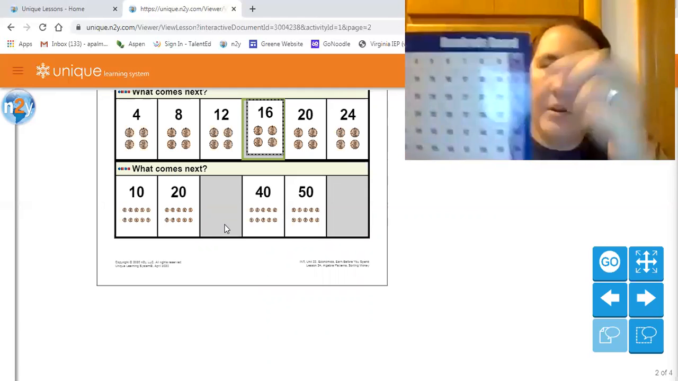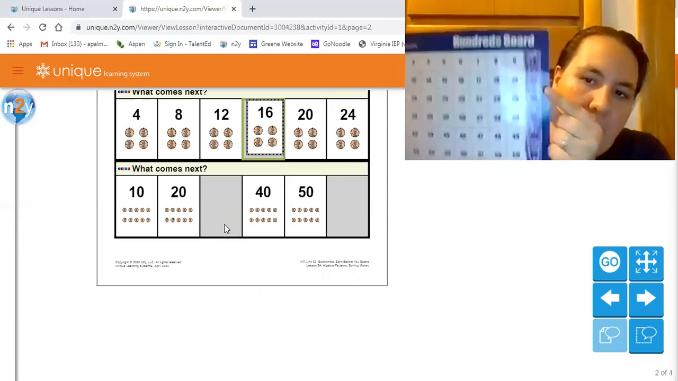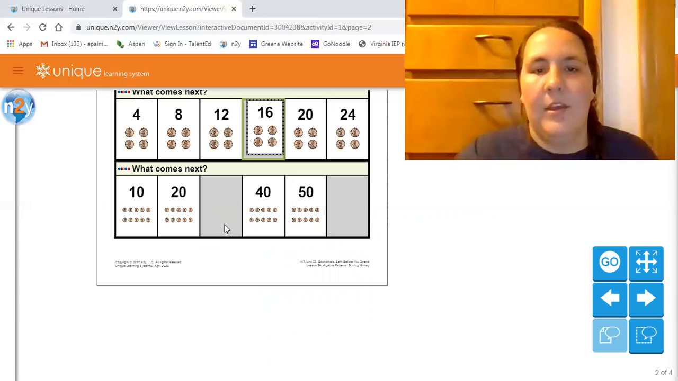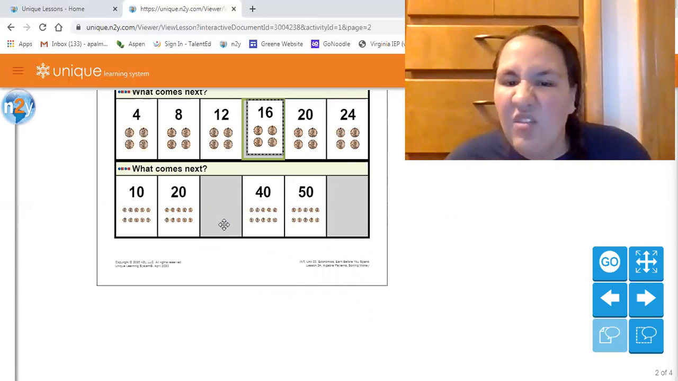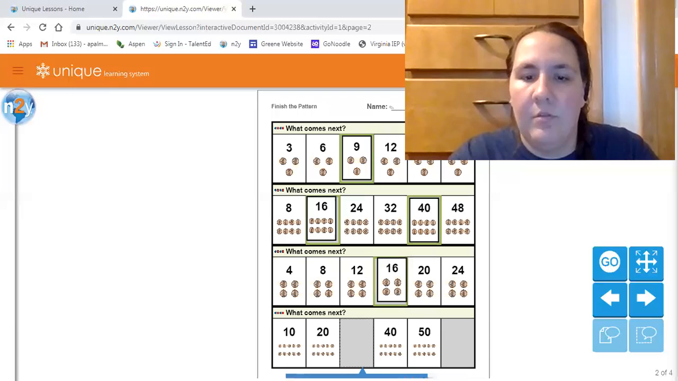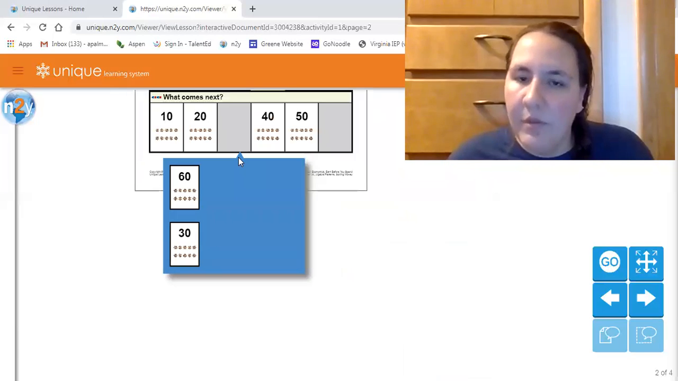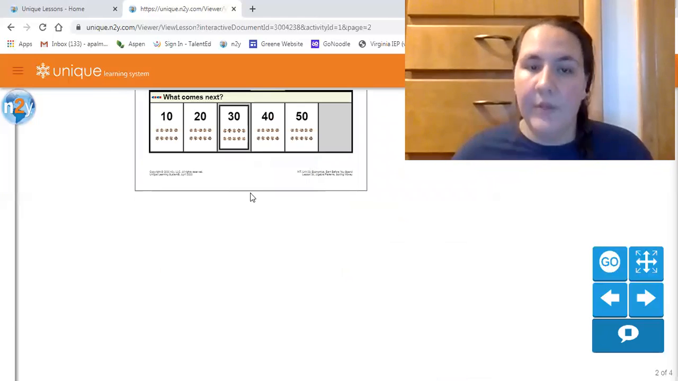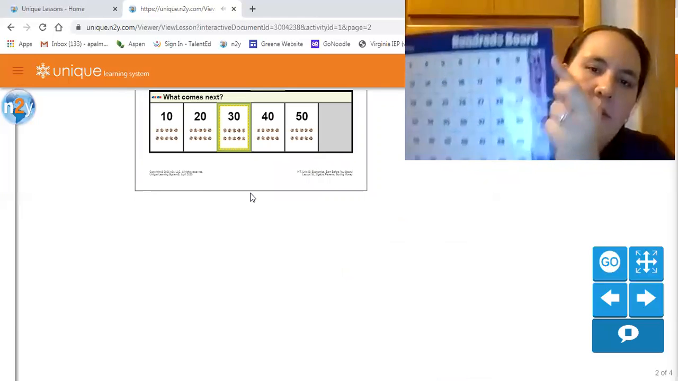So my pattern starts at 10, and then I go 20. What comes after 20? 30. Very good. So with your finger, can you touch the 30? Let me zoom it in because it's a little small for you guys. There we go. Can you touch the 30 with your finger? Beautiful job.